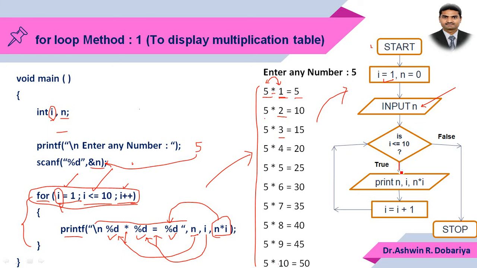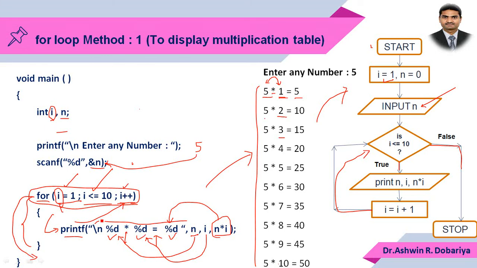If this condition becomes true, then we perform these operations: print n, I and n multiplied by I. After it executes, it goes to the increment of the counter, I is equal to I plus 1. Once it is incremented, again it checks whether I is less than 10. If yes, it is true again, it executes the same statement, and increments again. This process continues till I becomes 11. Once it is 11, the condition is false, and control transfers outside the for loop. So this is the execution of the first method.